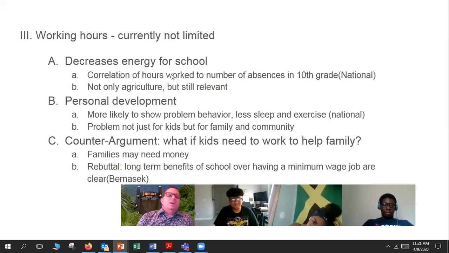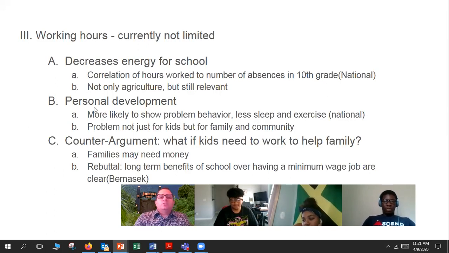Well, because they didn't have energy to go to school. There were higher rates of school absences among these children because they were tired, and that typically peaked around the 10th grade. Their personal development was also harmed by this. They weren't sleeping as much. They weren't exercising as much. They probably weren't playing a lot of sports because they didn't have the time to do it.